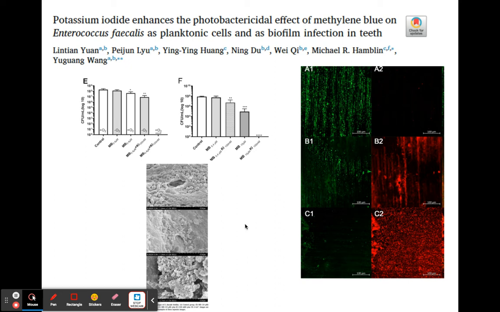We've shown that adding potassium iodide works in some more applicable situations. This was a study looking at E. faecalis, which in dentistry is a big problem in teeth and endodontic infection. And here you're looking at, again, methylene blue with red light, planktonic cells, biofilm cells here, transmission electron microscopy. So the combination of methylene blue and KI has a much bigger effect than just the methylene blue PDT alone.